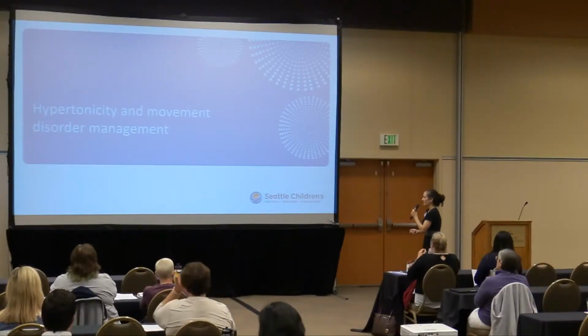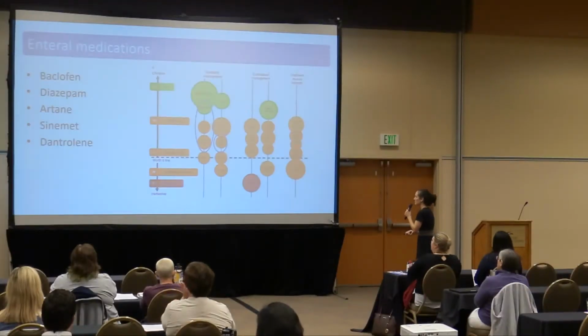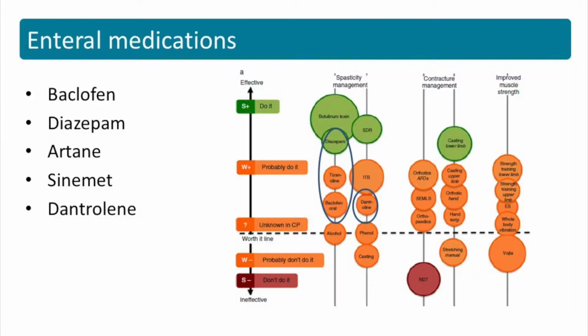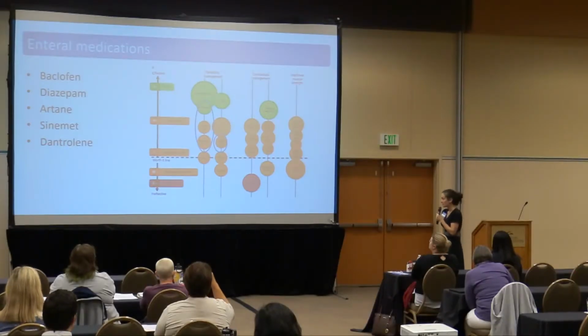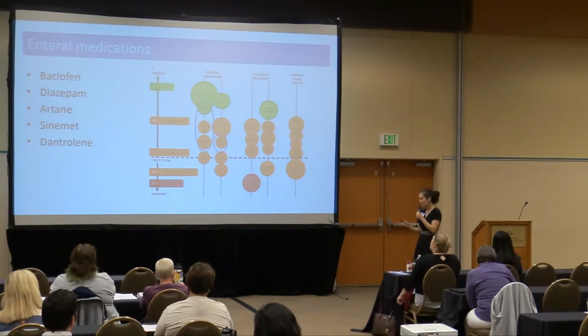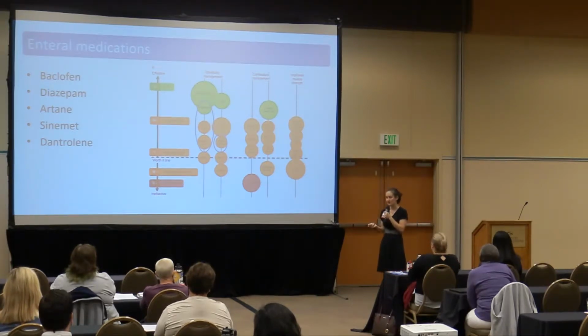So moving on to hypertonicity and movement disorder management. So we use a lot of enteral medications. We use baclofen, diazepam. Those ones help with both spasticity and dystonia. We also use Artane, Sinemet, and Dantrolene. Artane and Sinemet only help with dystonia. We don't use them for spasticity. Dantrolene is nice because it's peripherally acting of all of these medications. So it theoretically is less sedating. We use it for spasticity, and maybe it helps with dystonia as well.